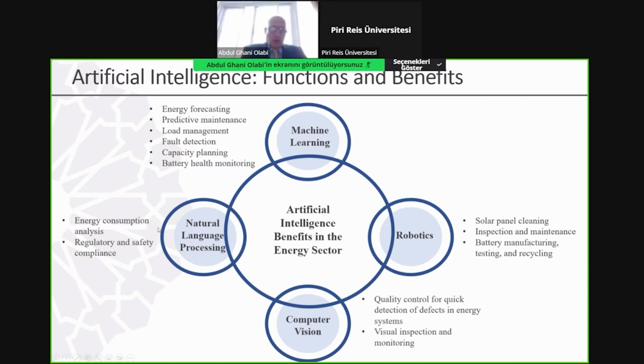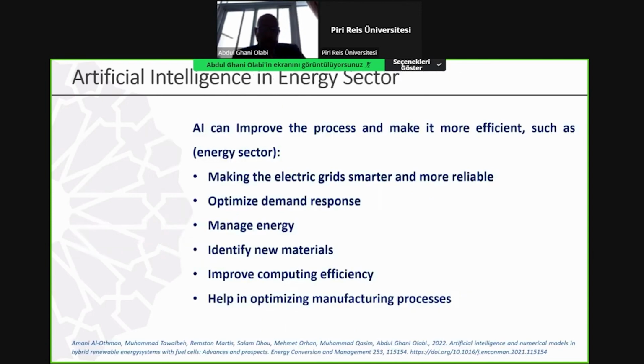We have natural language processing for energy consumption, regulatory and safety compliance. All this comes under the artificial intelligence benefits in the sector. So there is a lot where I can look at energy forecasting, planning, testing, and recycling. All these issues related to energy I can look at under the umbrella of artificial intelligence, which will help me a lot and make the work faster, with precise prediction.